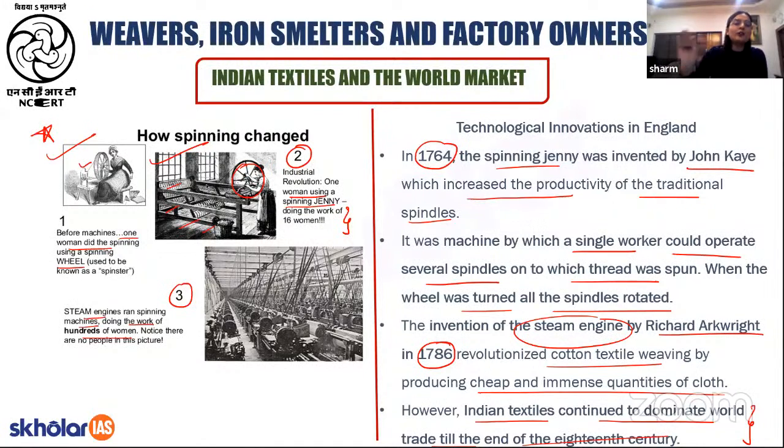And students, because they wanted to fight with the Indian textiles in the global market, they made certain technological innovations during the Industrial Revolution, which gave an amazing boost to the textile industry of England. These technological innovations included the spinning jenny and the steam engine.